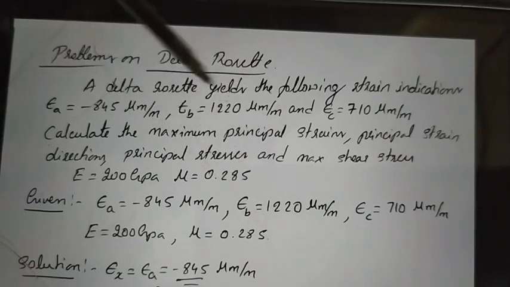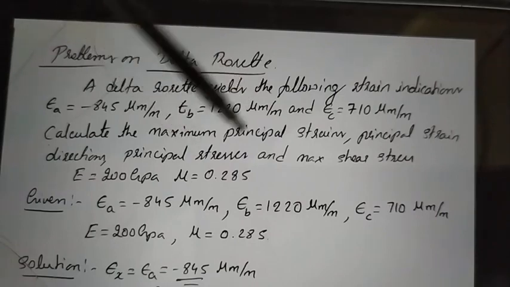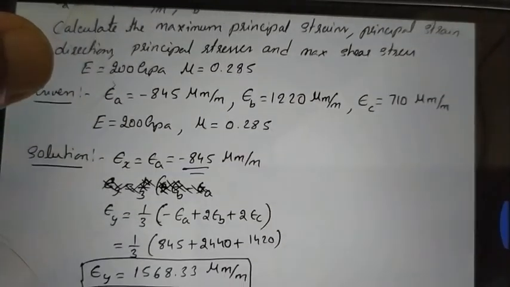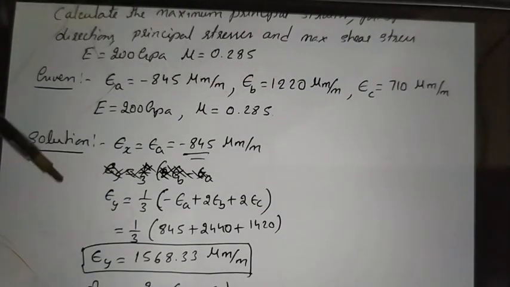So you can see here there are no correction factor values given. So there is no transverse sensitivity considered in this problem. Just a simple one without transverse sensitivity. So you can see here, these are the given values.